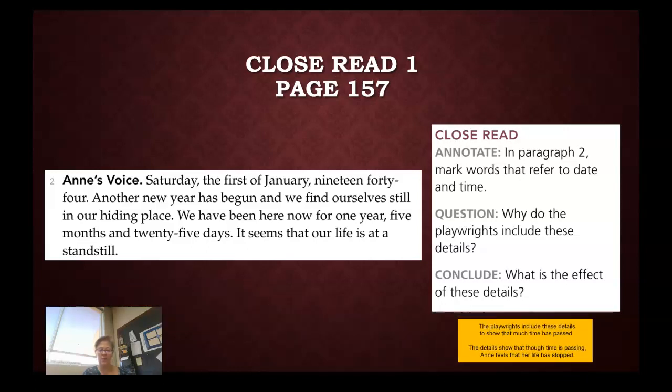So again, the point of the close read is for you to go deeper, to think about why it's being written the way it's written and what the audience is supposed to get from it. So it's a deeper dive.